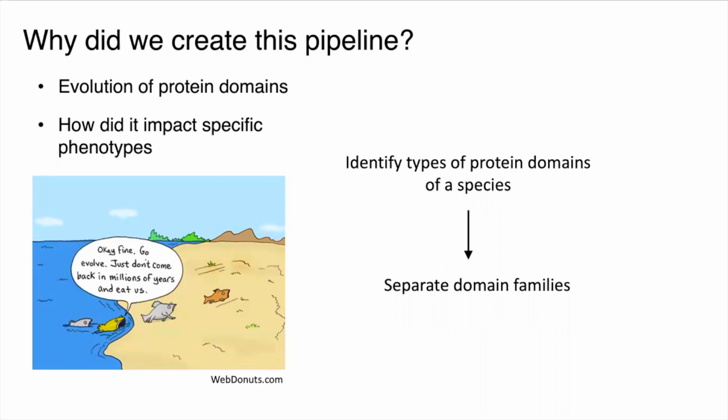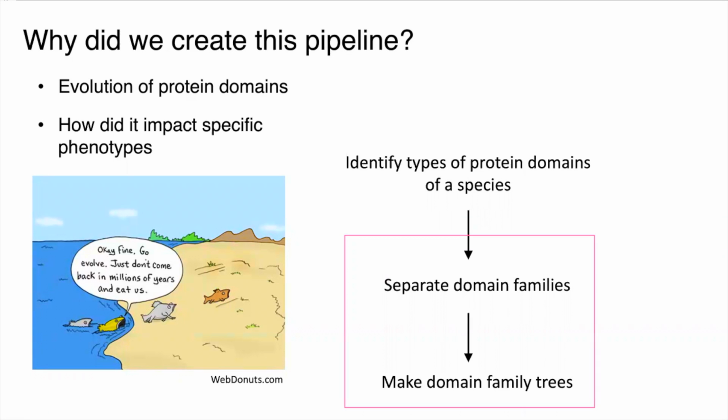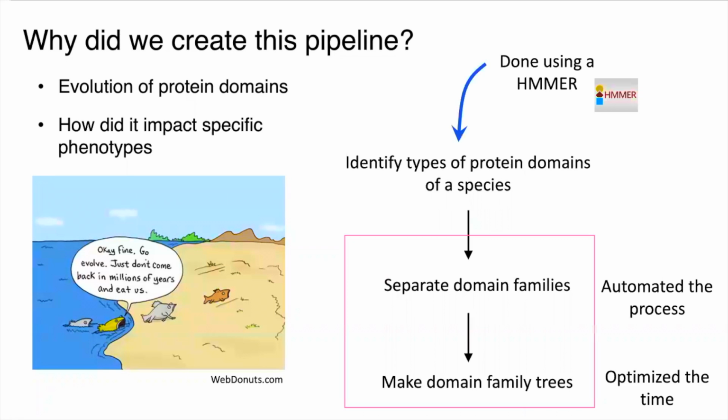Domains which are more similar in terms of the amino acid sequence are known as domain families. So the next step is to separate out domains into domain families. Finally, when you have this information, then you can make phylogenetic trees for each domain family. And based on the phylogenetic tree, you can make different inferences. In this pipeline, I automated the process of separating out different domain families, and also optimized the automation of the phylogenetic reconstruction process. However, to do step one, which is this one, we need to run a program called HMMER, which I will talk to you about more later.